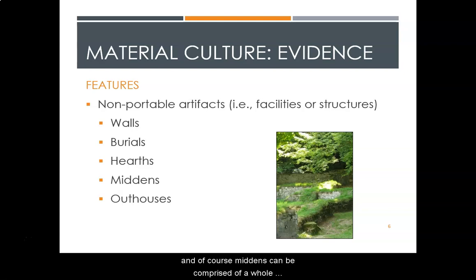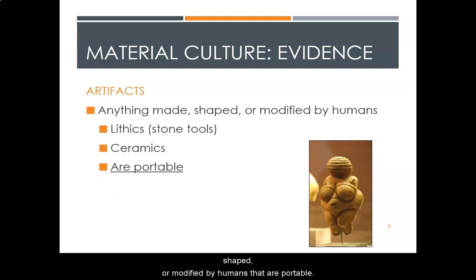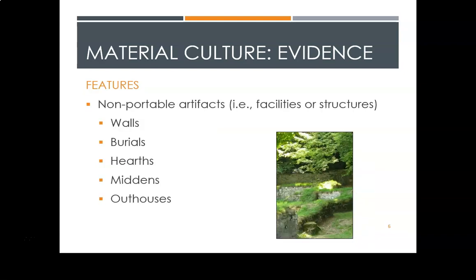And of course, middens can be comprised of a whole bunch of different kinds of artifacts. Shell middens are very commonly found in coastal regions or lakeshore regions, and even outhouses. And outhouses might seem kind of gross to think about as something that you'd want to dig up and investigate as an archaeologist, but there's actually a lot of really important information we can obtain from outhouses. Plus, people tend to drop stuff down them quite a bit. Okay, so we have, again, artifacts, anything made, shaped, or modified by humans that are portable. Features, anything made, shaped, or modified by humans that are non-portable.